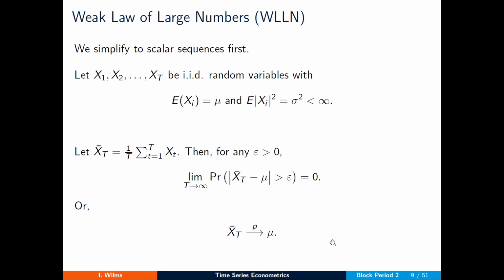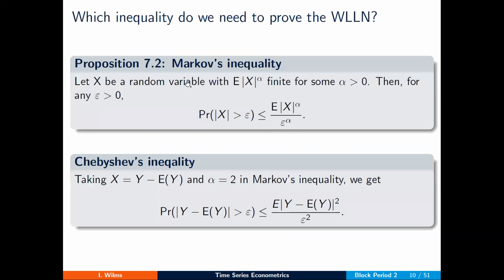Now, which inequality do we need to prove the weak law of large numbers? Well, we need Markov's inequality. And Markov's inequality gives you an upper bound on the probability that a non-negative function of a random variable is larger than some positive constant.